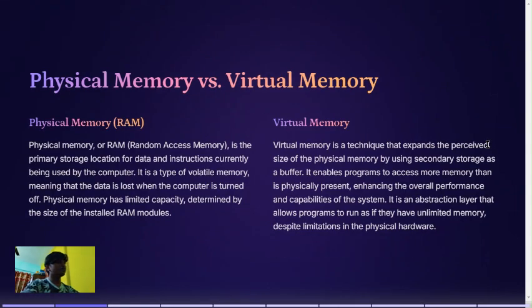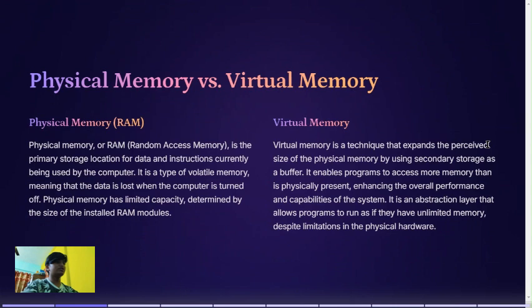Physical memory versus virtual memory. Physical memory (RAM). Physical memory, or RAM (random access memory), is the primary storage location for data and instructions currently being used by the computer. It is a type of volatile memory, meaning that the data is lost when the computer is turned off. Physical memory has limited capacity, determined by the size of the installed RAM modules.